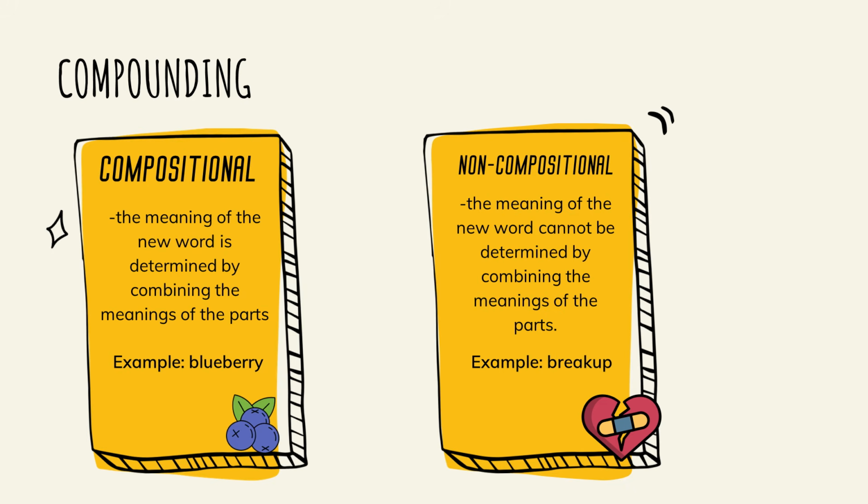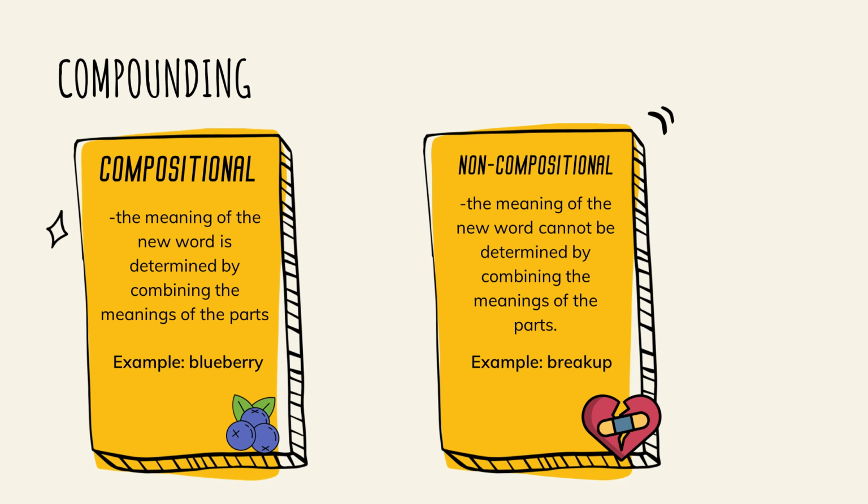Now, compounds may be compositional, meaning that the meaning of the new word is determined by combining the meanings of the parts. For example, blueberry. Okay, so a blueberry is a berry that is blue. So the meaning of the new word blueberry is determined by the parts that compose that word.